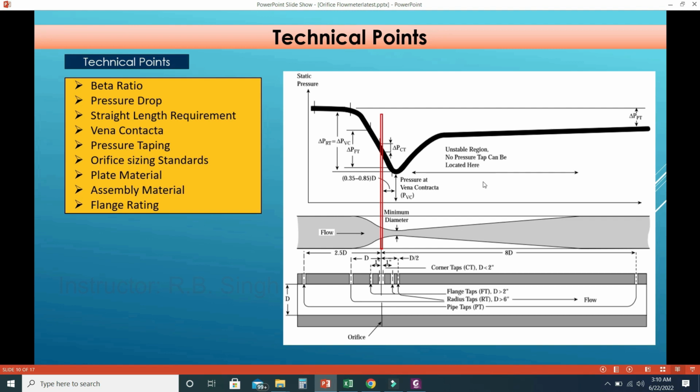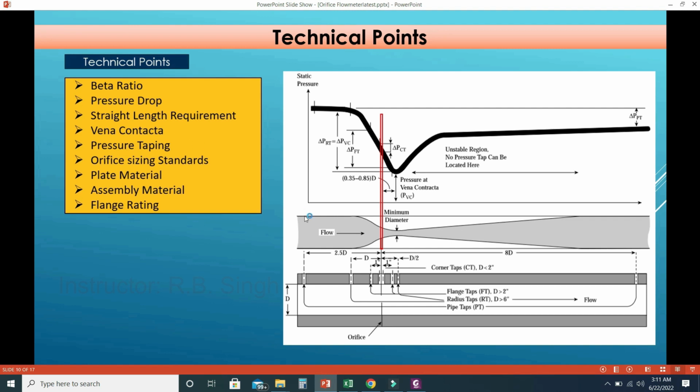Straight length requirement. Process media have different flowing properties; it can be turbulent, it can be transverse flow. That means its Reynolds number will be different. As per the property of the process media, we require straight length to change the flow property to laminar flow. As per ISO standards, we require straight length for various types of installation. We will see that later on.